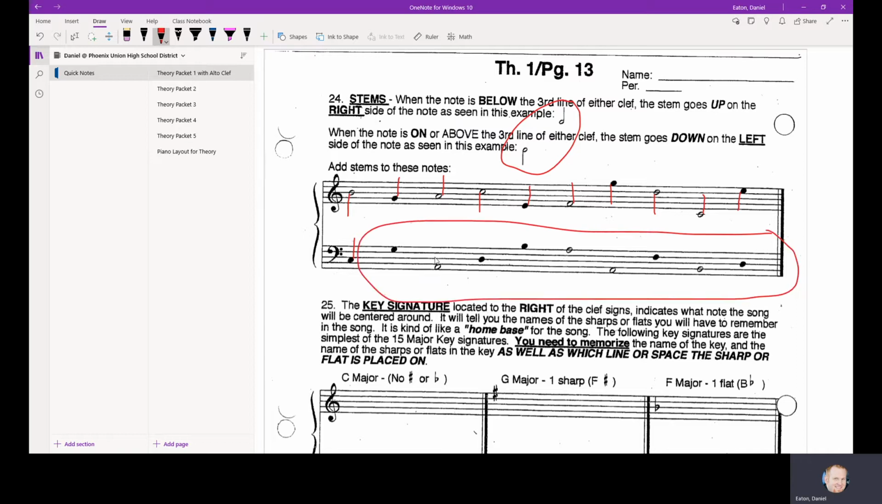Make sure that you're putting the stem on the correct side of it, depending on whether your stem is going up or down, okay? Make sure it looks like this.